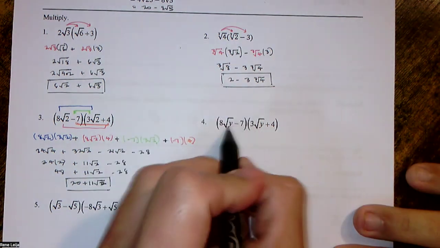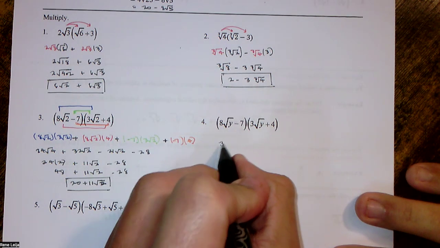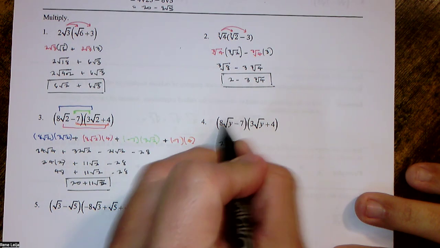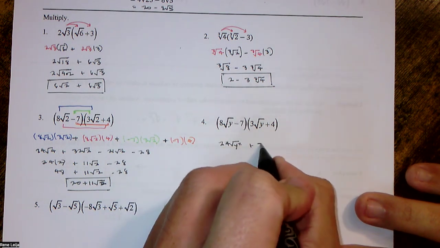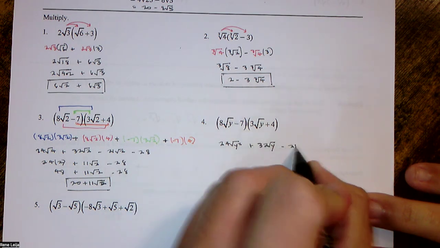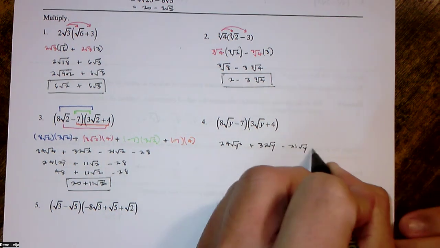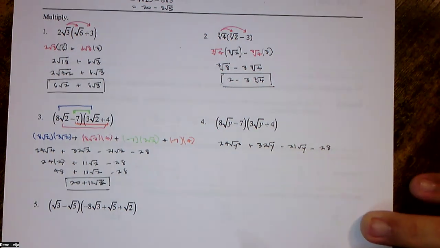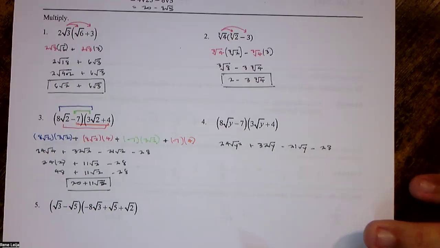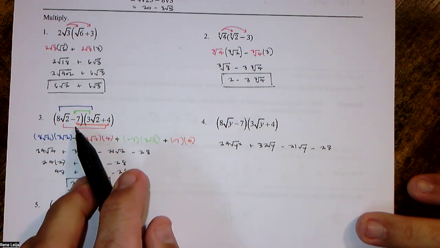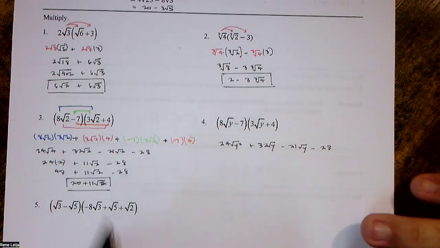Okay, so first, this is going to end up giving us a 24 times y squared. Outer, that's a plus 32 square root y. Inner is a minus 21 square root y. And the last is a 28. And if you'll notice, it's very similar. It's identical to what we had in number 3. The only difference is instead of a square root 2, we have a square root y.